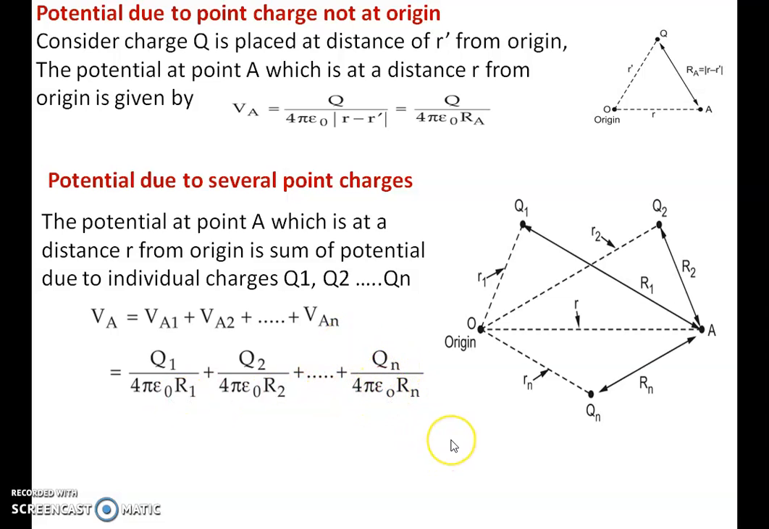Simplifying this, we get the expression as the summation from m equal to 1 to n of Qm divided by 4 pi epsilon naught into Rm. Rm varies as the distance from R1 to Rn. Rm can be written as the modulus of R minus Rm, that is R minus R1, R minus R2. If you take the magnitude of that, you get Rm. So this is the expression for the potential due to several point charges.